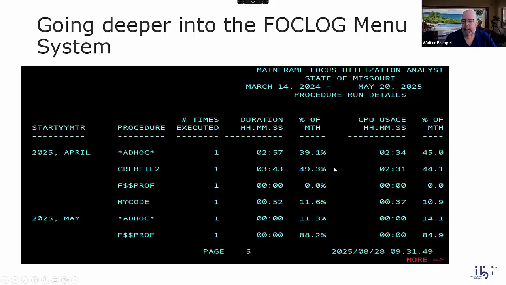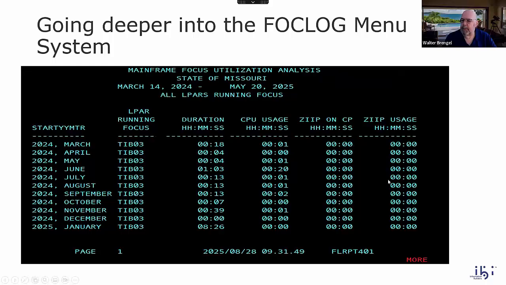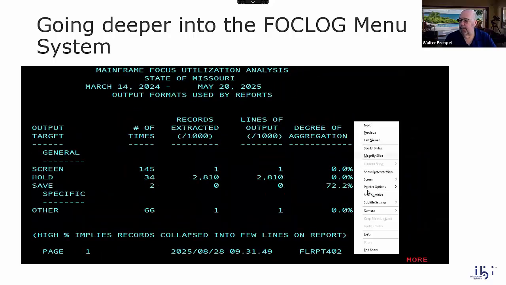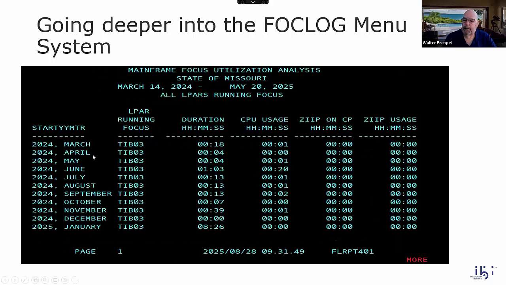Procedure run details. So this is on the procedure side. This says that my code was run one time during the month of April. If you have zIIP enabled, this will show you how much the basic CPU was used and then how much was used on zIIP. That looks like an LPAR. Let me go back to that one. Yeah, so if you're running on several LPARs, then you would see the different names here.